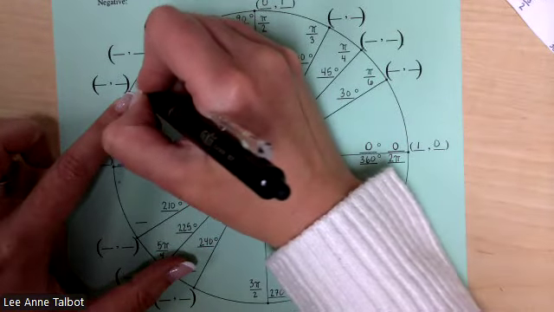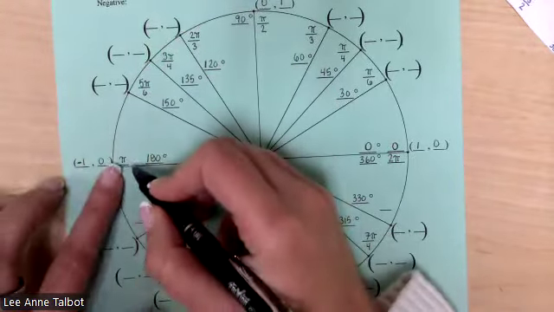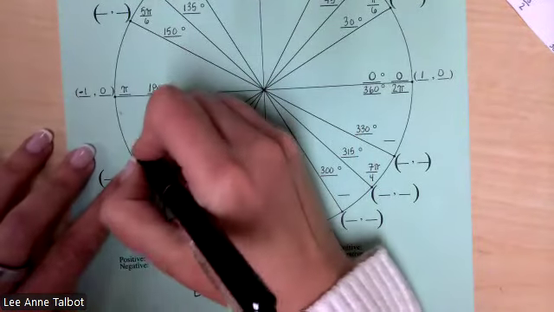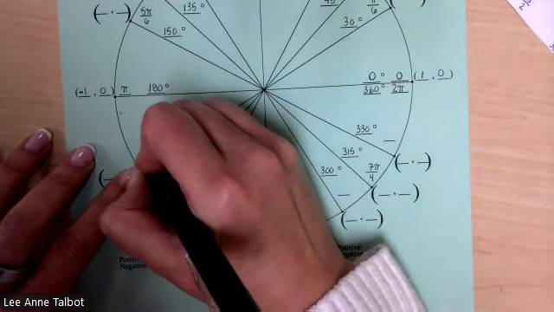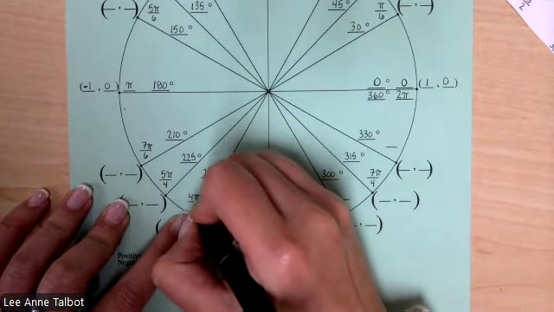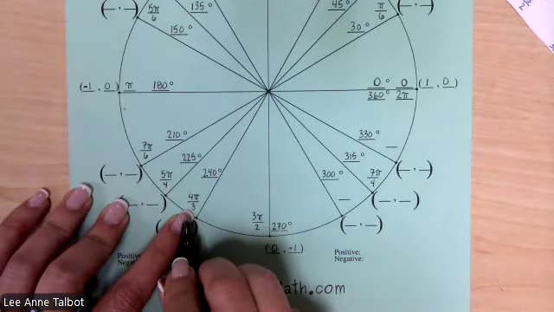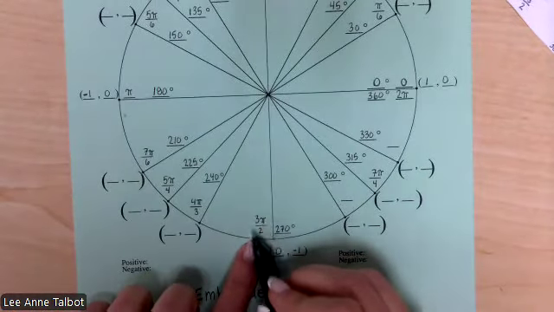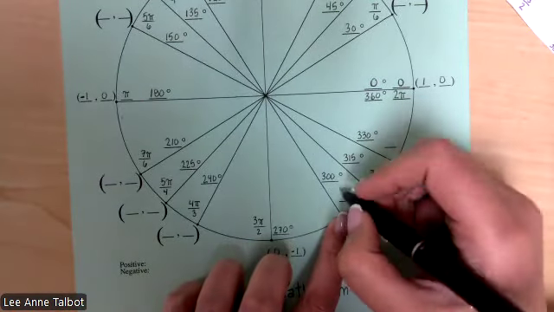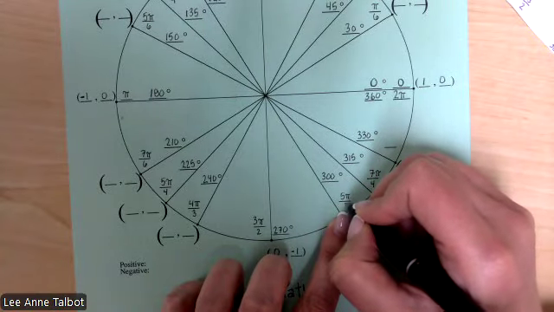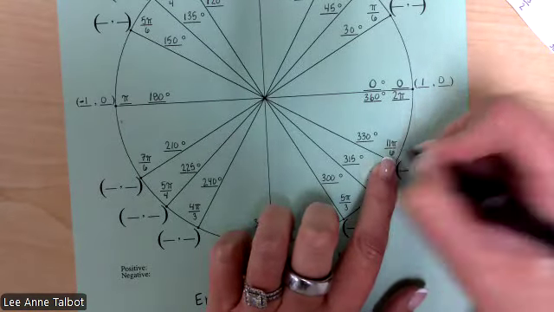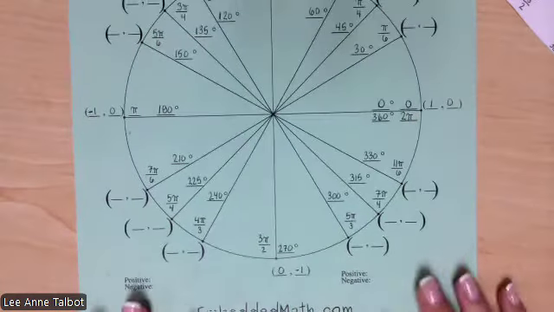5π over 6 cannot be reduced. 6π over 6. Yep, you're doing it. 7π over 6. 8π over 6. 9π over 6 is already labeled. 10π over 6. 11π over 6. And 12π over 6 is already labeled.